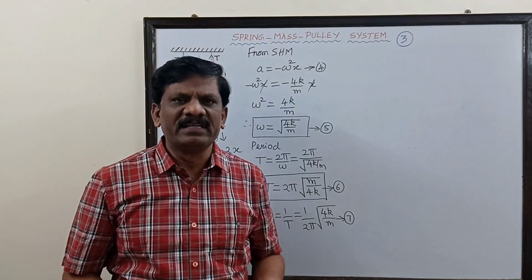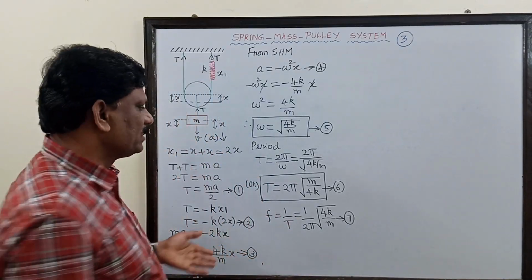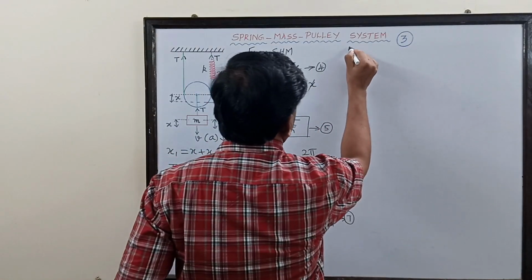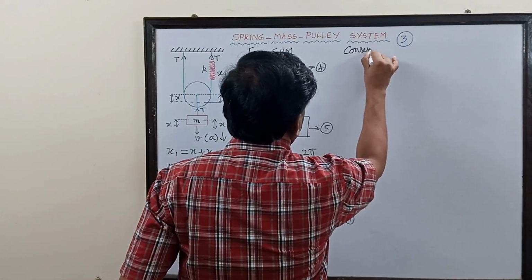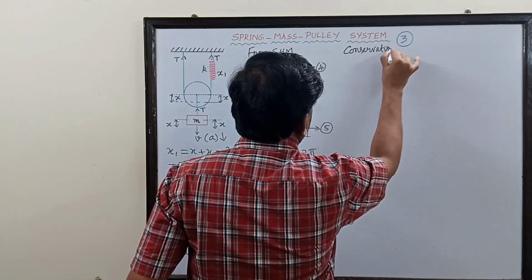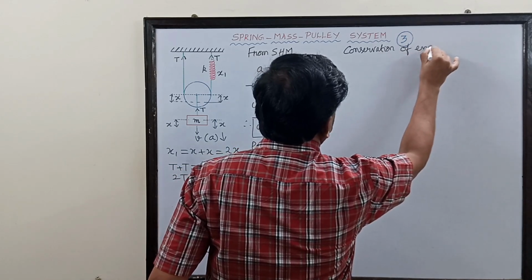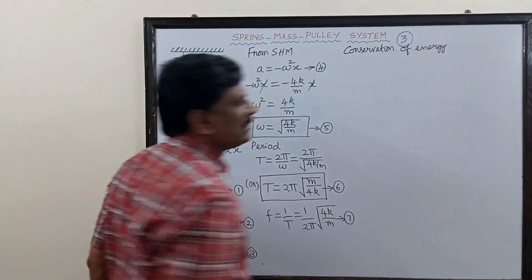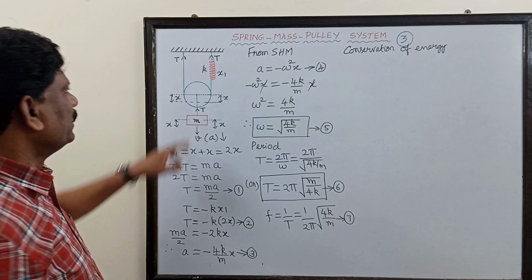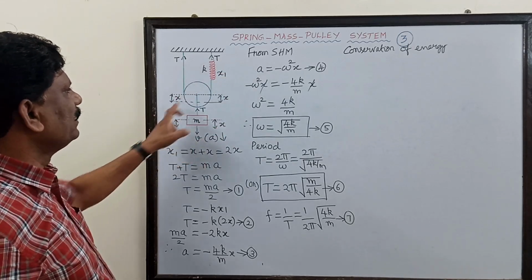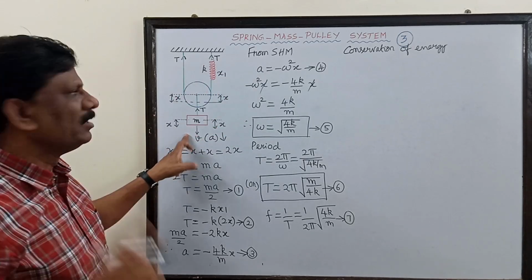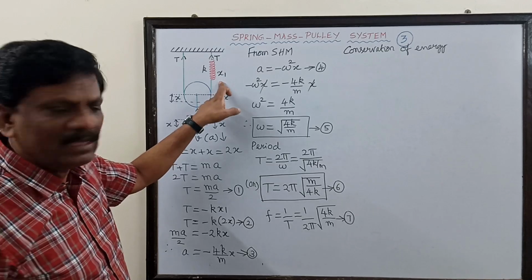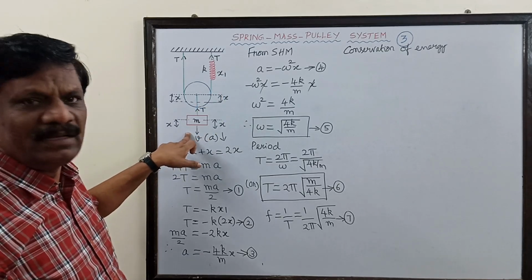By conservation of energy also we can arrive at the same equation. So let us try from conservation of energy. Okay, so next we derive from conservation of energy. The total energy of the system remains constant. Now the total energy of this spring mass system is equal to the potential energy stored in the spring plus the kinetic energy of the mass.